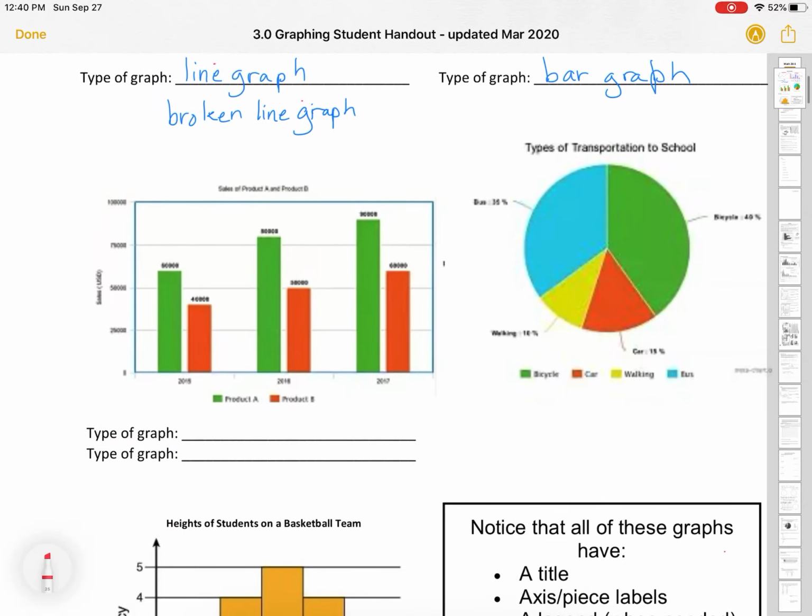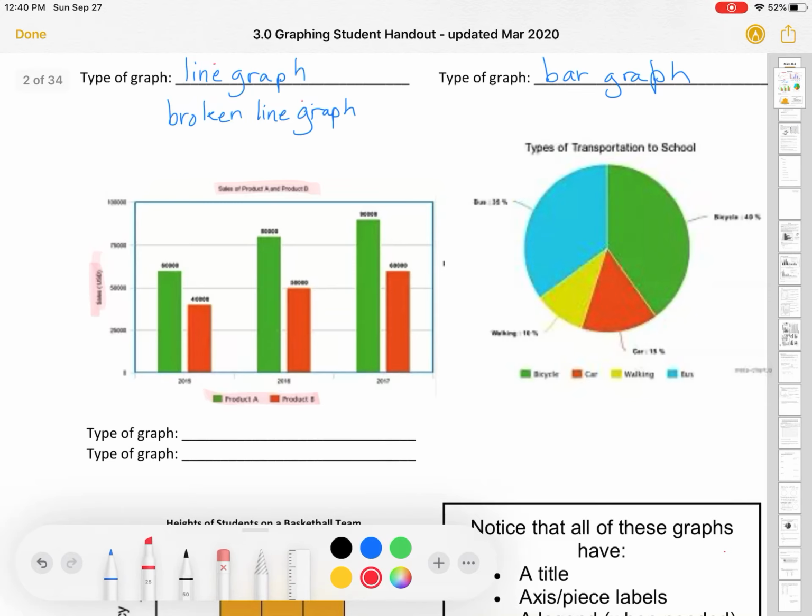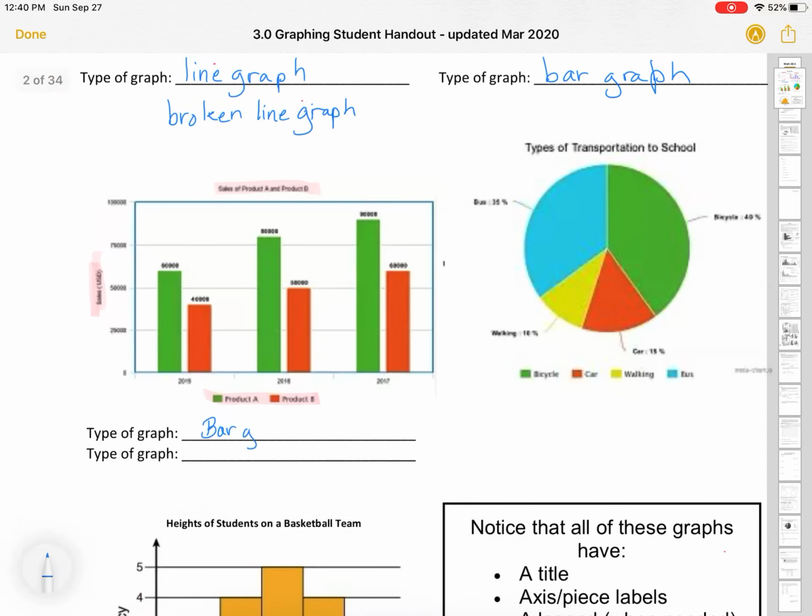We have another kind of bar graph here. Again, a title. We're comparing two products, and we have our information there about what we're measuring. So this is a bar graph, but this graph shows comparison. So it is comparing two products, okay? And then the last graph here, actually it's not our last graph, it's our second one.